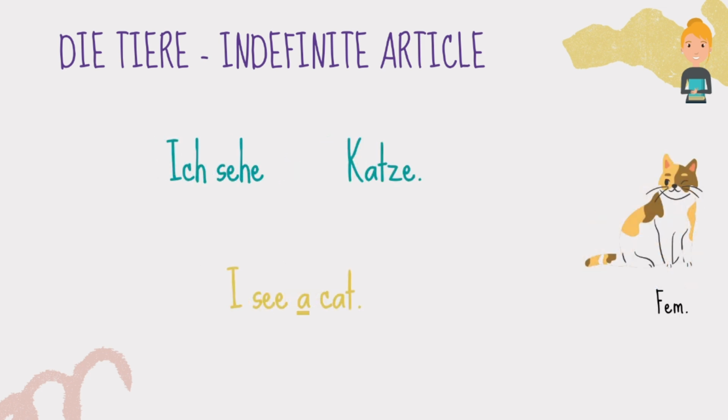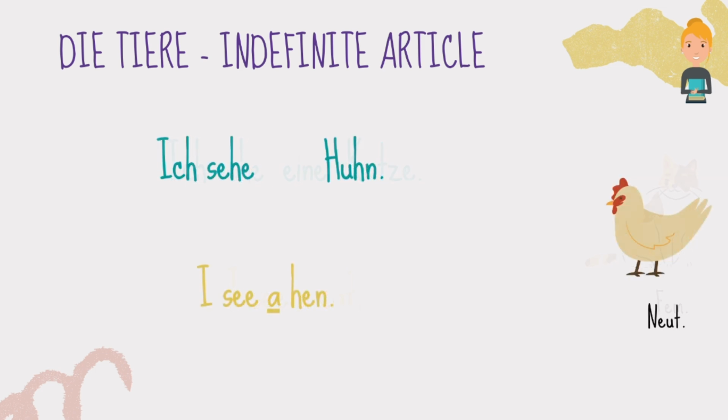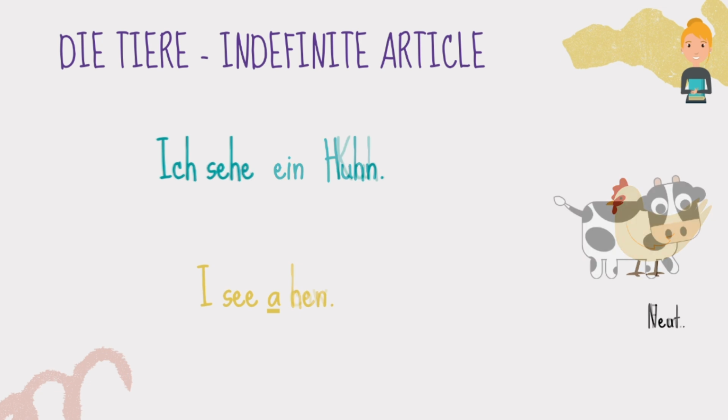Next we have the noun Katze, a feminine noun. What indefinite article do we use here? Pause the lesson to take a moment to consider. We would use the indefinite article eine, as it is the feminine indefinite article. We have the noun Huhn, a neuter noun. What indefinite article do we use here? Pause the lesson to take a moment to consider. Because Huhn is neuter, we would use the indefinite article ein.